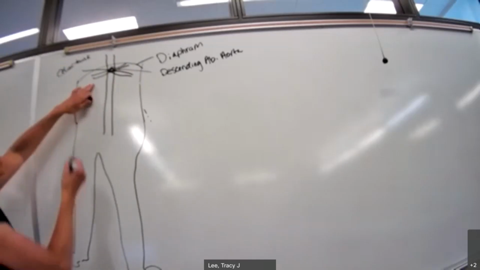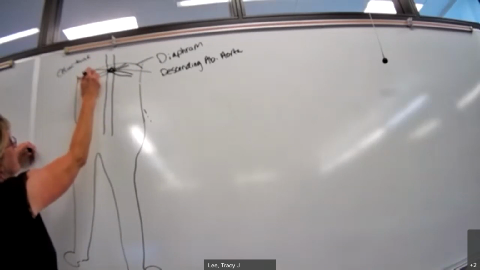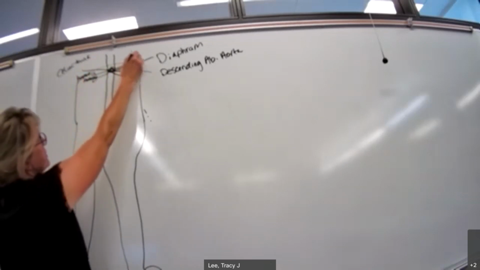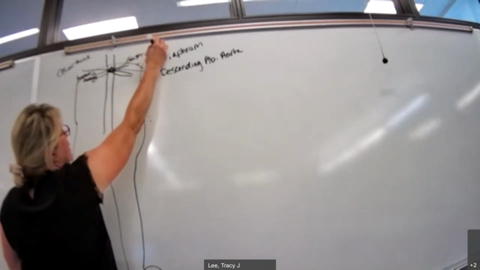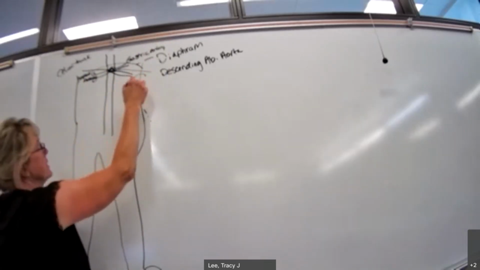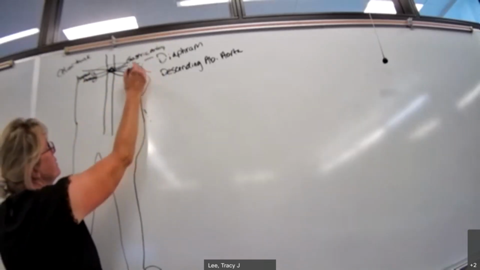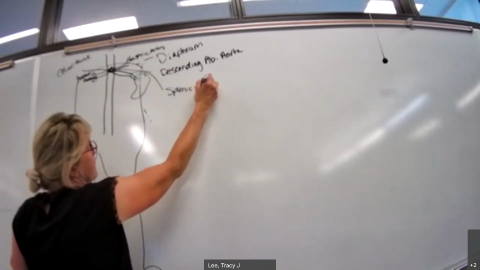It has three branches. This branch goes to the liver. It is called the hepatic artery. This one goes to the stomach. It's called the gastric artery. And this one goes to the spleen. Your spleen sits over here. And this one is called the splenic artery.